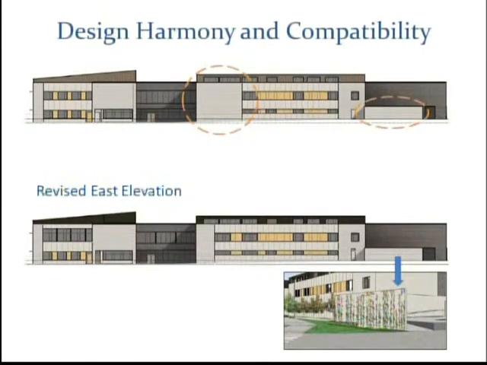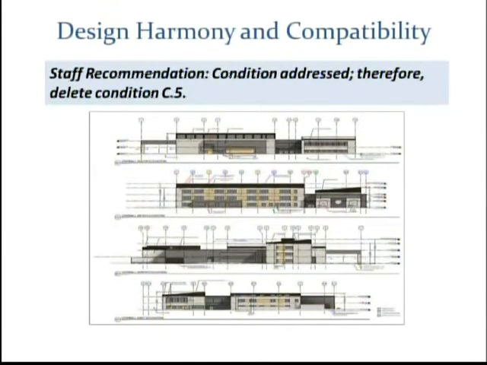Okay, there we go. So in conclusion, staff is recommending that because the applicant has addressed this particular condition for blank wall mitigation, we delete condition C5. And this was basically the same image that's in your staff memo.